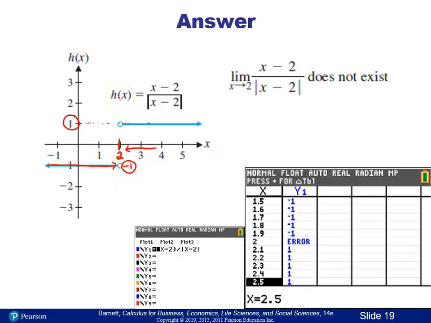Remember, limits are always y values, okay? So we want to know what is the y value as the x gets close to 2. What is the y value getting close to? In this case, it's staying at 1 or it's staying at -1. Either way, they don't equal each other, and so this would have to be a does not exist type problem with this, okay? You could do the table as a way to see this as well.